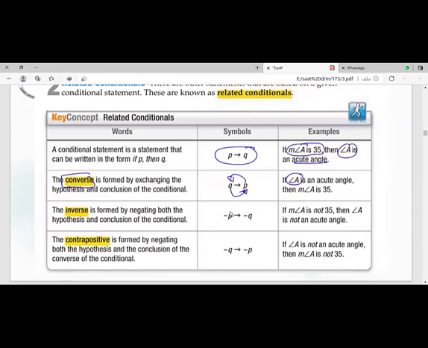Inverse: if we make the negation of the hypothesis and the conclusion. If A is not, then A is not. Contrapositive: if we make the inverse and then make the converse.